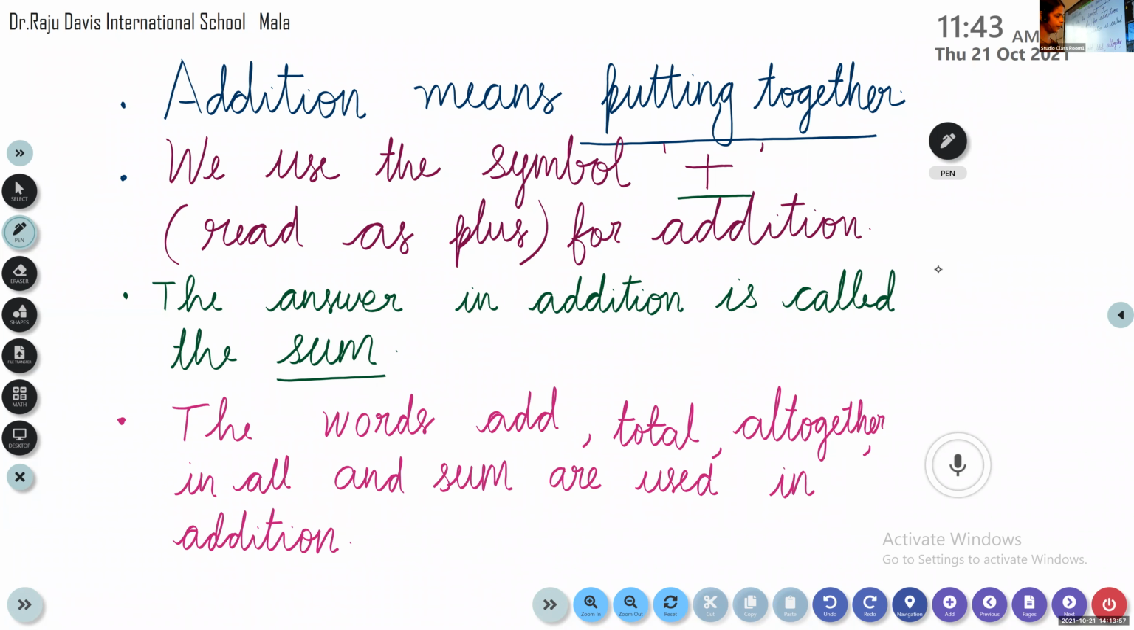We use the symbol plus for addition. The third point. The answer in addition is called... What do we call the answer in addition? The sum. Then the fourth point.